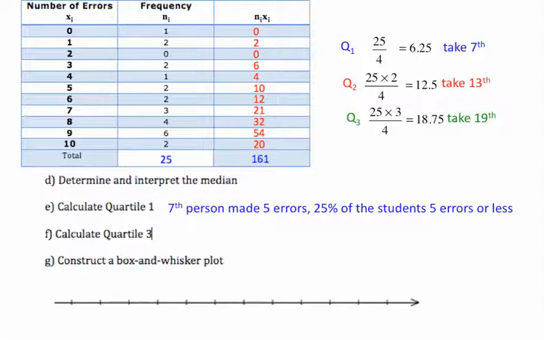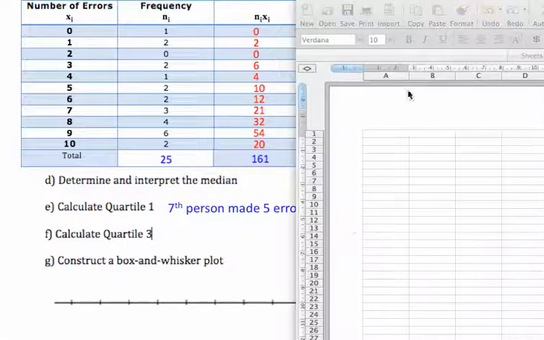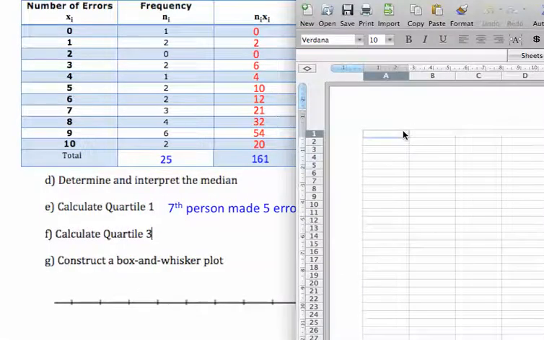Just hold on for a second. How many people made 0 mistakes? 1 person made 0. The number of people that made 1 mistake, 2 people made 1. So there's my 2 people. The number of people that made 2 mistakes is 0. The number of people who made 3 mistakes is 2. People who made 4 mistakes, 1. People who made 5 mistakes, 2.